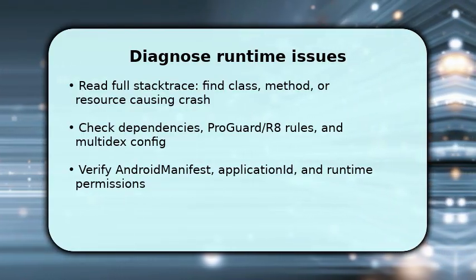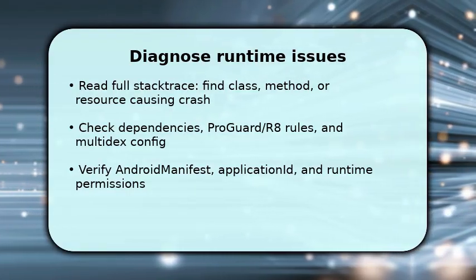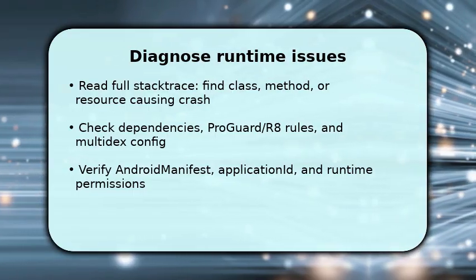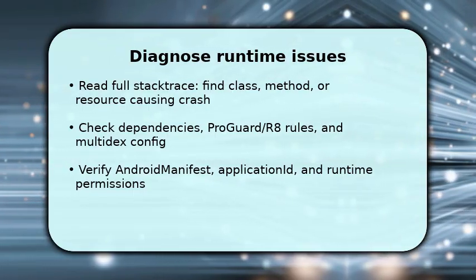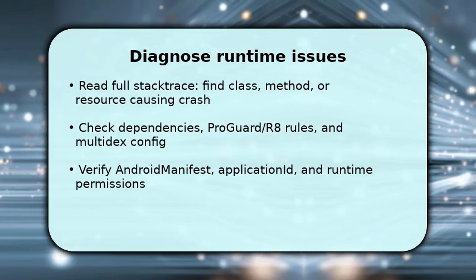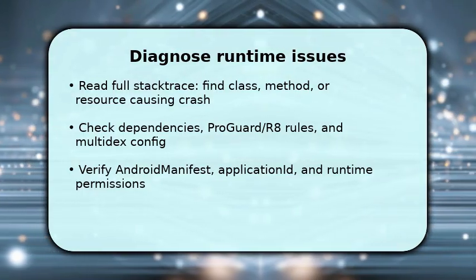Then inspect build.gradle for conflicting or duplicated dependencies and confirm ProGuard or R8 rules aren't stripping needed classes. Make sure multidex is enabled if methods exceed limits. Also verify Android manifest entries and runtime permissions. These often cause crashes. You finish by applying fixes and validating them.